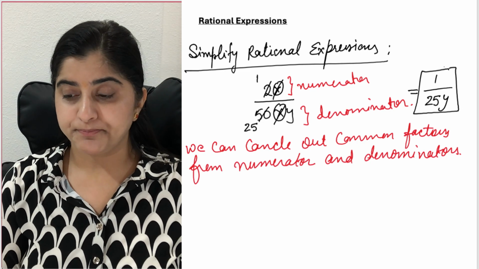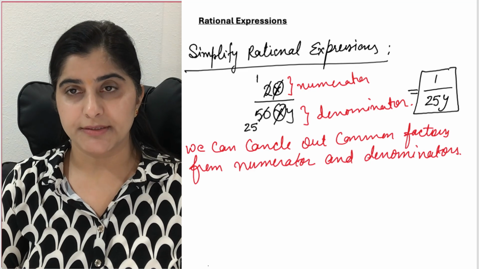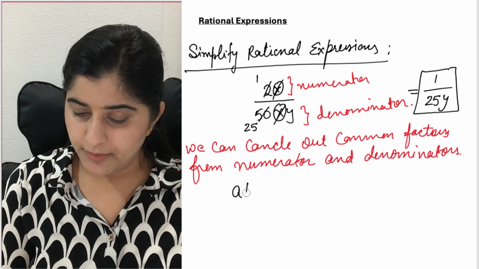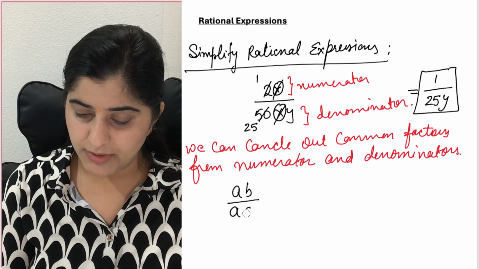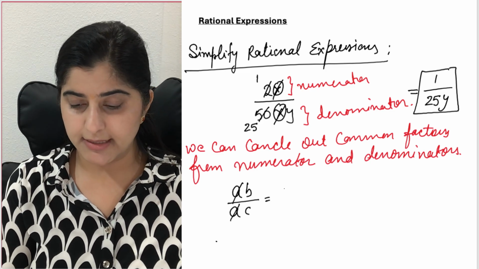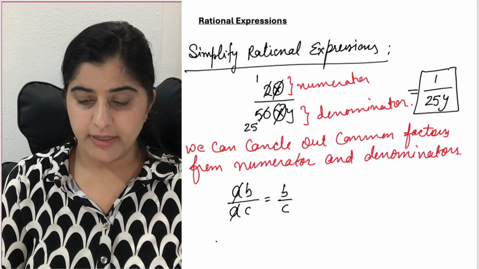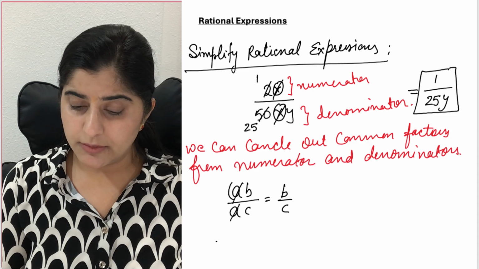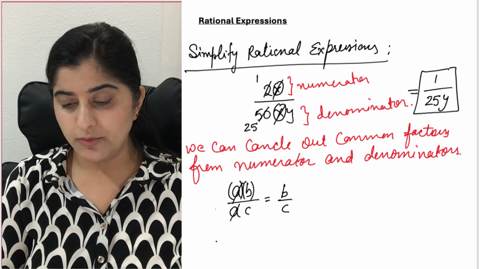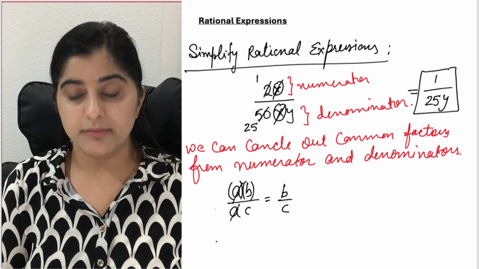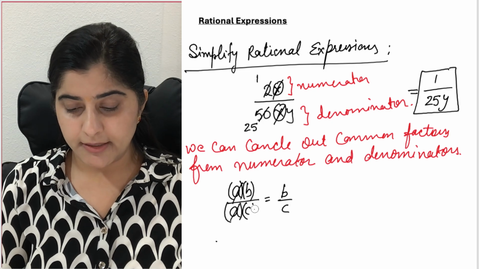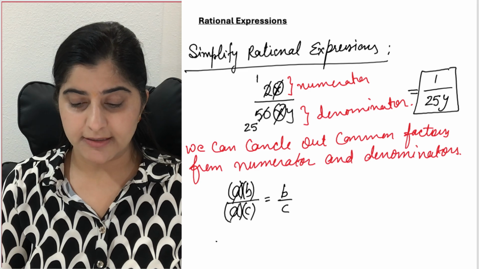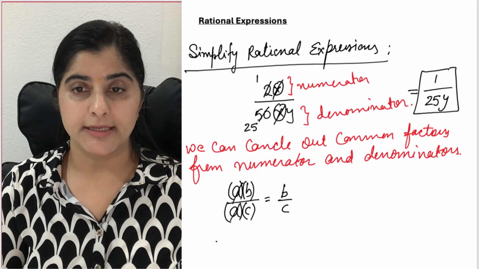This is how we simplify rational expressions. So what we learn is, if you have the same factor in both the numerator and denominator, we can cancel it out and simplify our fraction. You see that in the numerator a and b are attached with a multiplication sign, and in the denominator a and c are also attached with multiplication. So these are two factors in the numerator and two factors in the denominator.